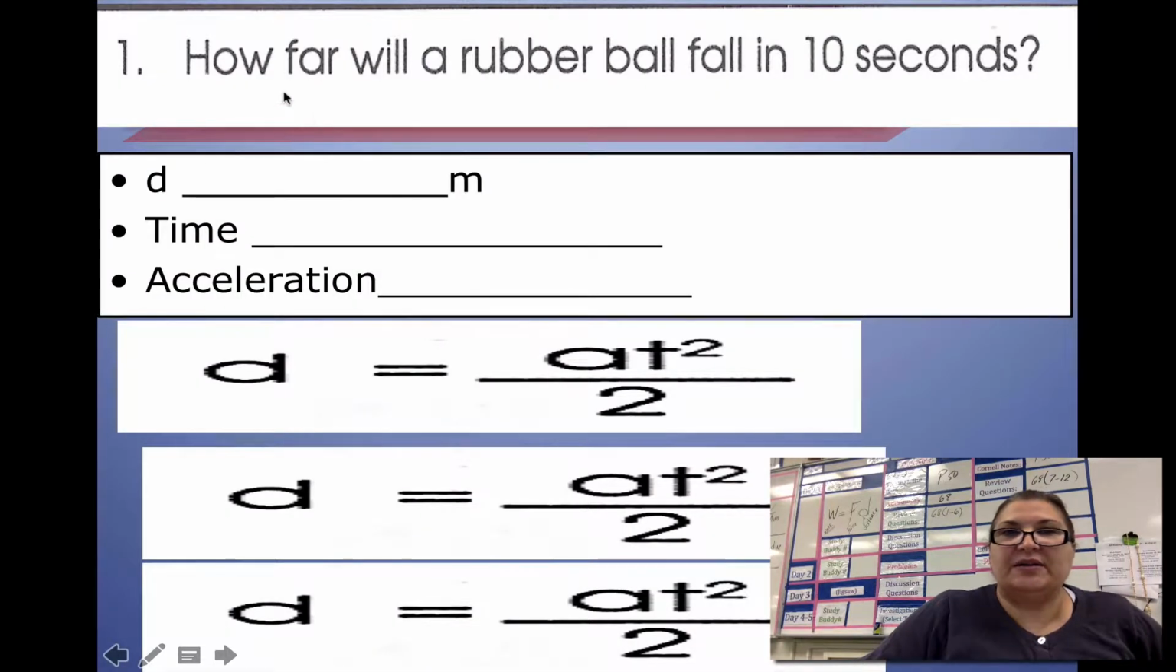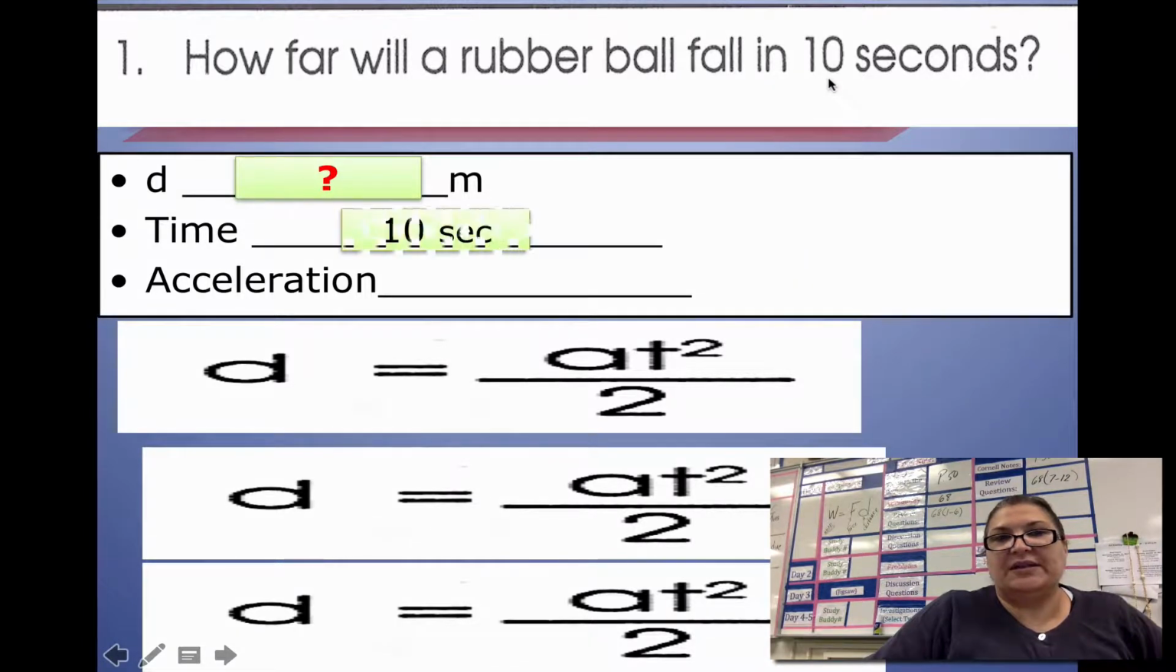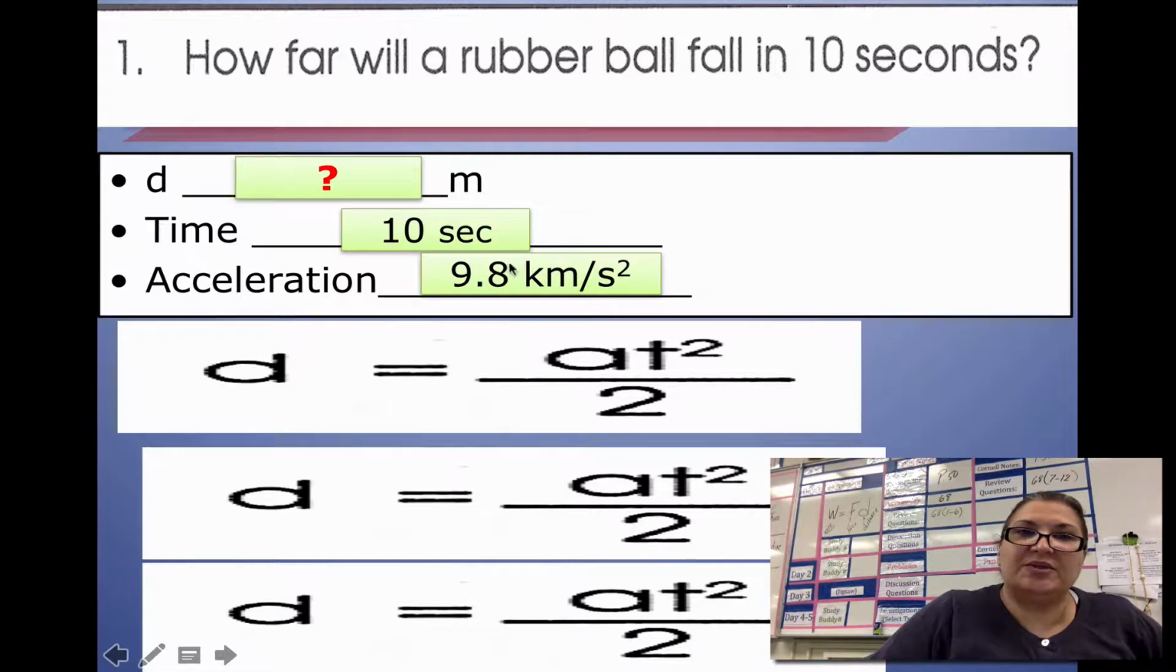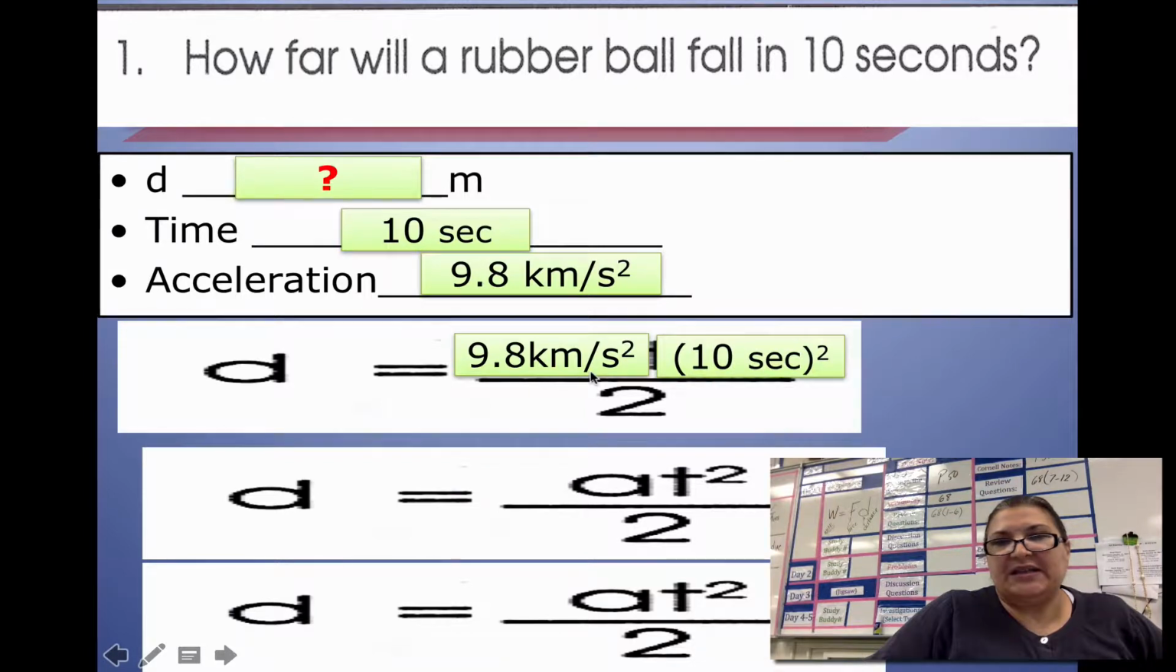So number 1, how far will a rubber ball fall in 10 seconds? So we don't know the distance. The time is 10 seconds and acceleration for a falling object due to gravity is 9.8 kilometers per second squared. And 9.8, distance equals 9.8 times 10 seconds, the time, over 2.